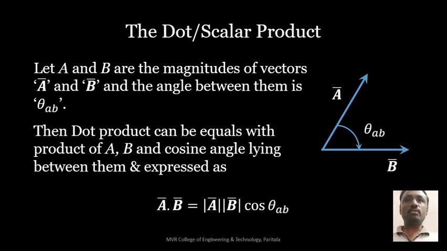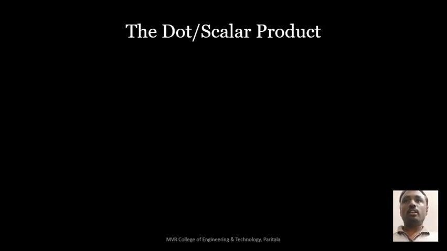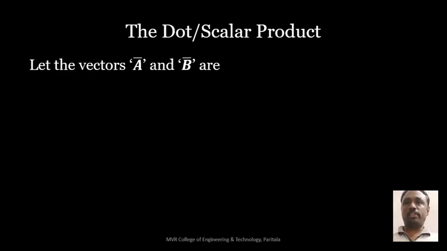So this is the case here. We know the magnitudes as well as the angle lying between them. Now a different case. Let the vectors A and B be like this: A bar is equal to Ax bar plus Ay bar plus Az bar.